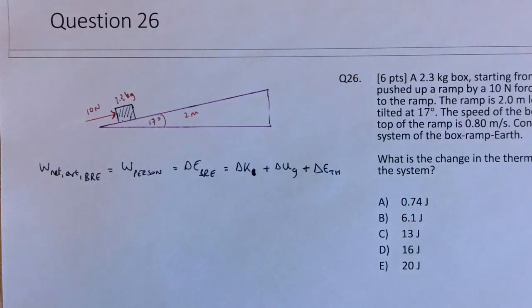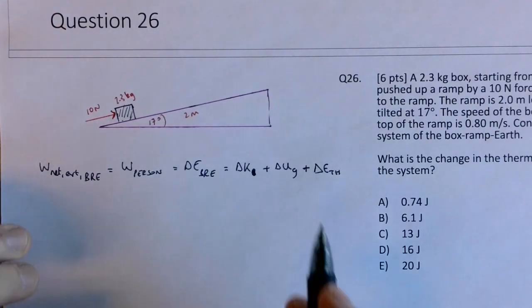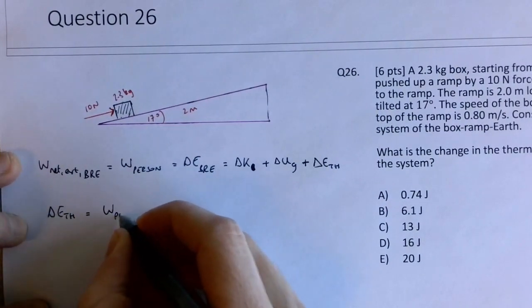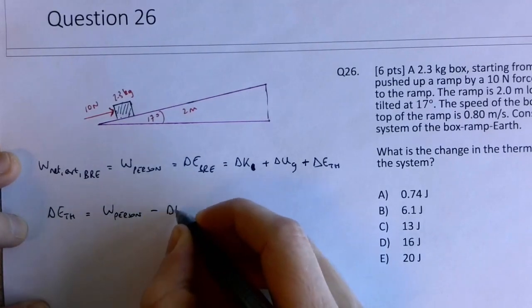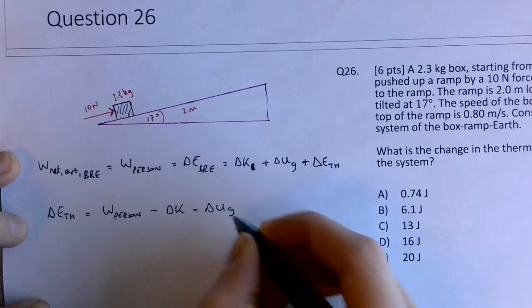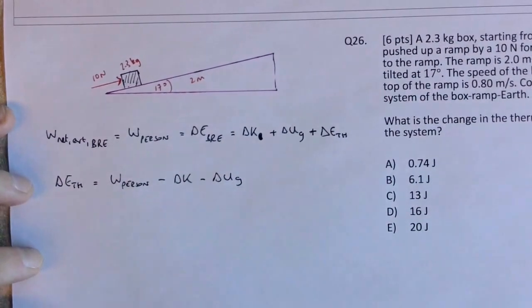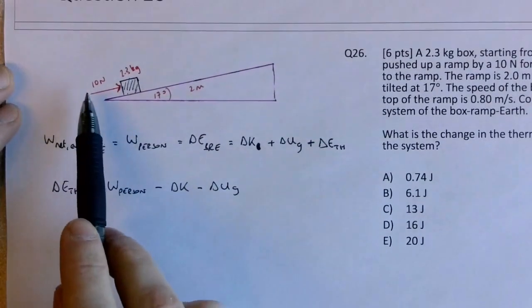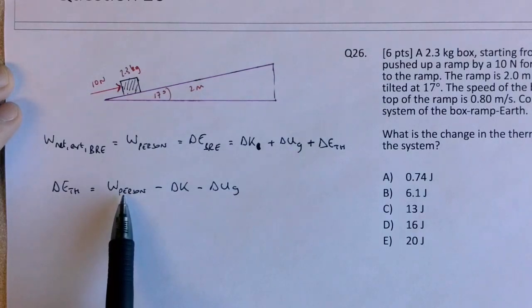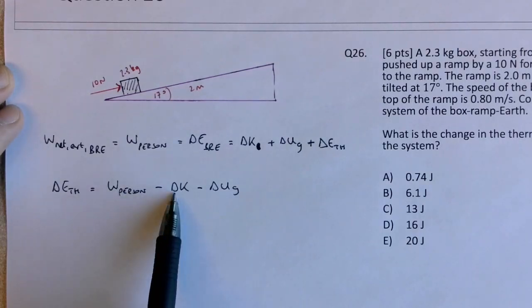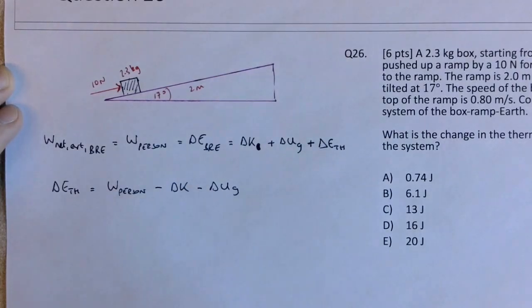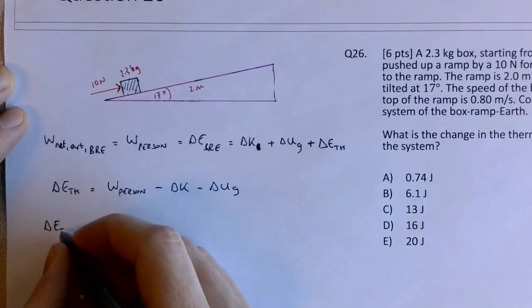So we're trying to figure out this delta E thermal, so I'm going to rearrange this equation. Delta E thermal will be equal to the work done by the person, minus delta K of the block, minus delta U grav. We know the work done by the person will be 10 times 2 meters, force times distance. We have the change in the speed of the block, we have the mass, and for delta U grav, we can figure out how high it goes up on the incline. So we do have all that we need in this question.